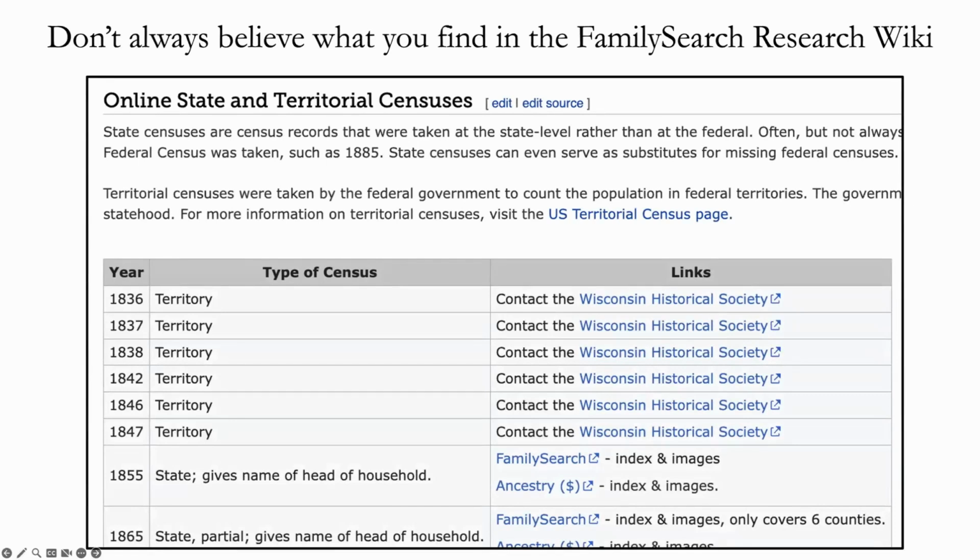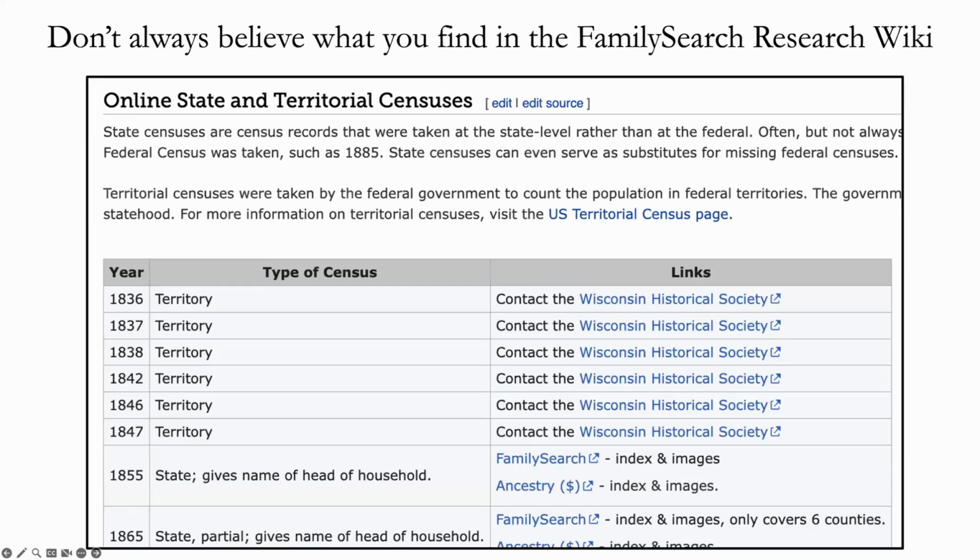Now, here's an interesting thing that you may need to know, and that is don't believe everything you find in the FamilySearch Research Wiki. It is extremely reliable in general. But when you get down to specific information about the existence of records and what is and is not there, although it is a fabulous resource and has a tremendous amount of information, it doesn't have everything. And over the years, because of the maintenance, it may not have everything.